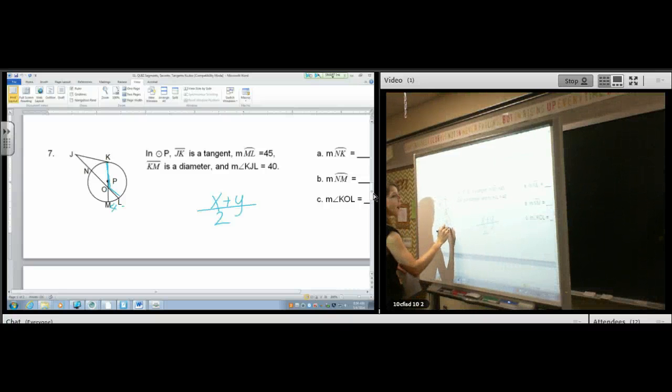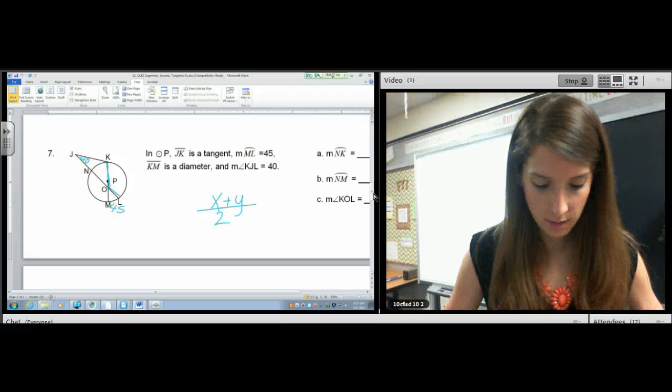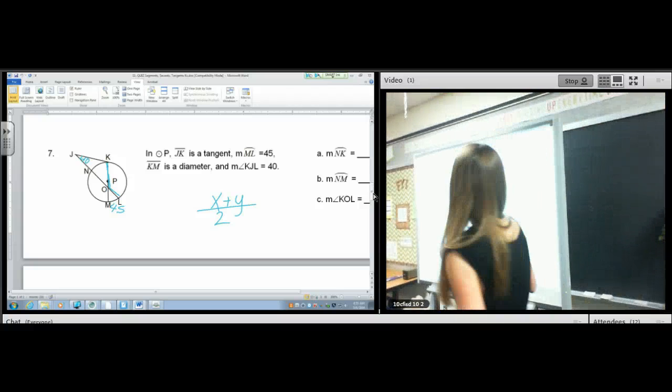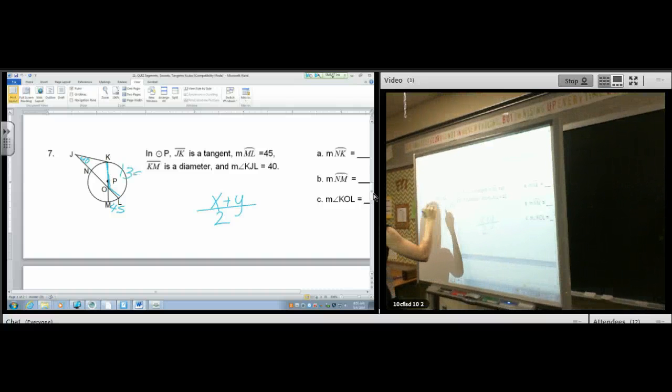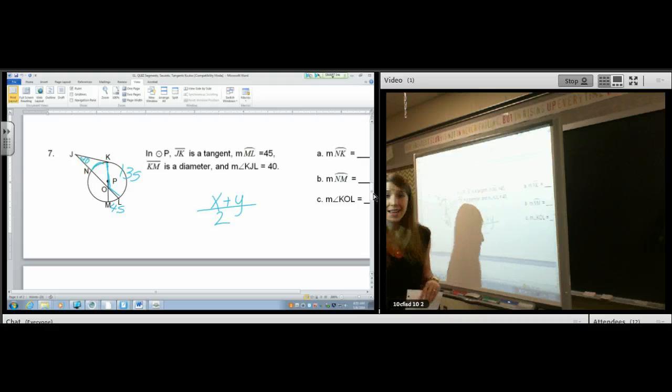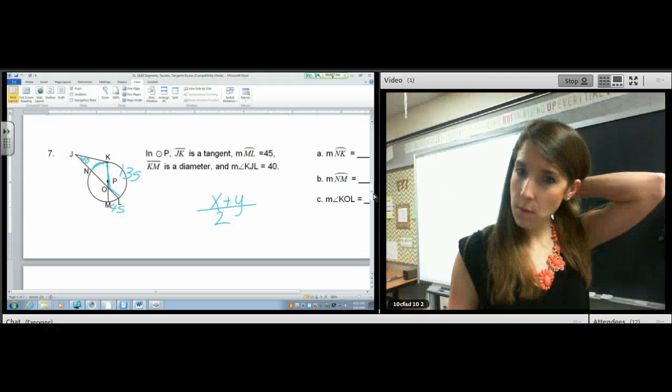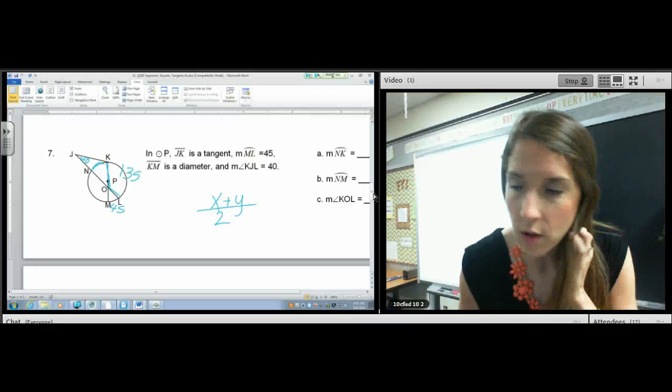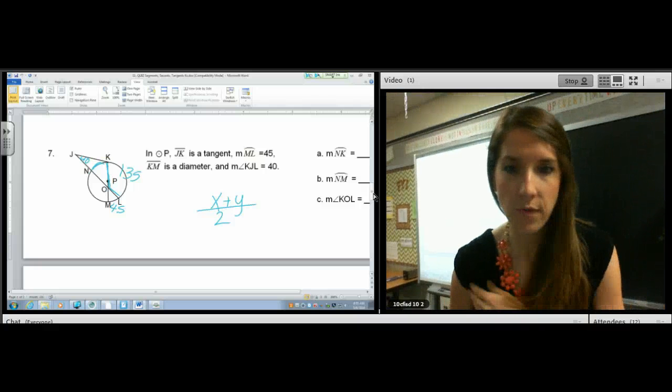ML is 45. KM is a diameter. And KJL is 40. All right, well, if that's a diameter, we know that arc KL is 180 minus 45, right? We know that this one's 135. And now I would recommend that we find this first, which the problem asked for you to find that one first. And the way that you would find that arc is to use that angle, use 40, and use 135.